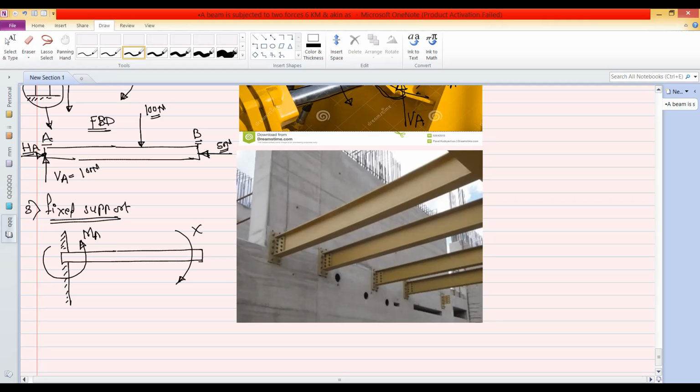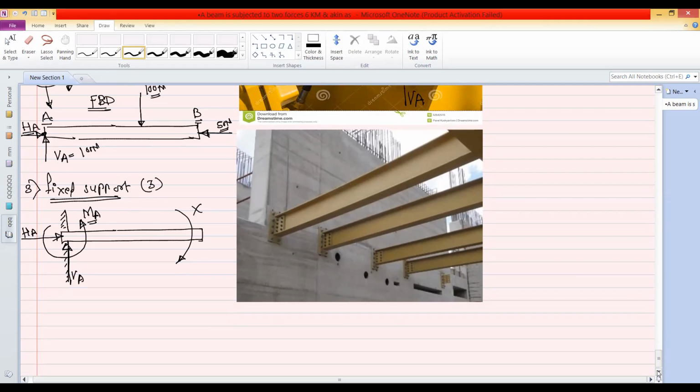So this is the MA, and there will be two reactions. One is the vertical reaction VA, similar to the hinge support, and the second will be the horizontal reaction HA. Okay. So HA and VA are similar to the hinge support, but there is an additional moment which is called the balancing moment or the counter moment, and therefore the fixed support offers three reactions.